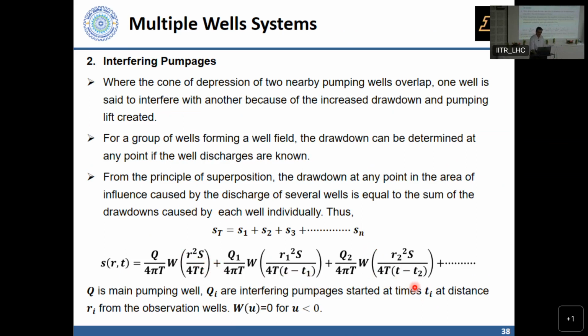So if you write this expression of this nature, notice that for W of u, or this function, if t minus t1 is negative, that means this pumping hasn't started. Its effect would not essentially be felt. So we would simply know that when u is not making sense, negative, then W of u is going to be 0.